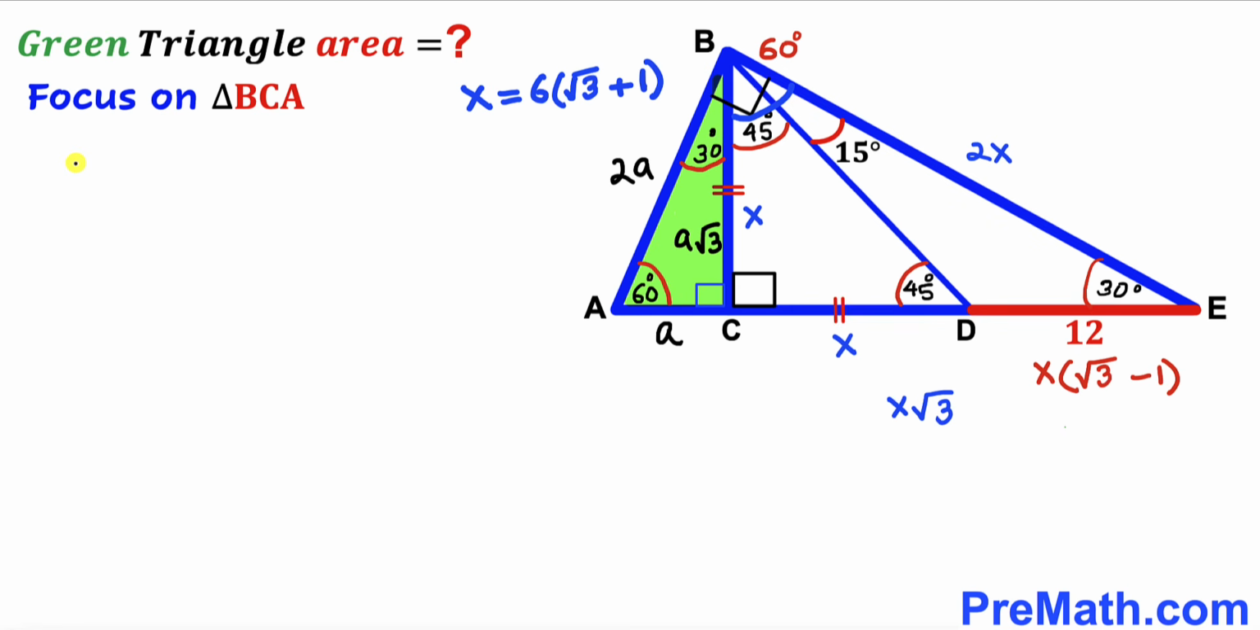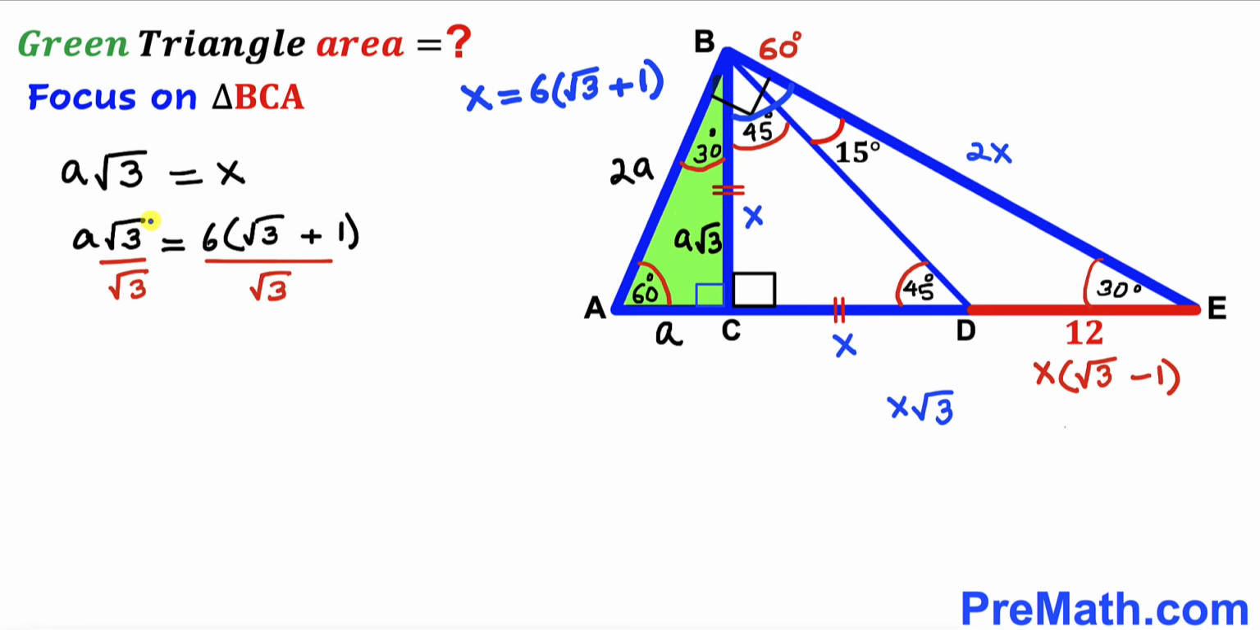So therefore we are going to equate a times the square root of 3 equals x. So therefore I can write a times the square root of 3 is going to be equal to x. And we know our x value is 6 times the square root of 3 plus 1. We are going to substitute that value over here. So therefore we can write a times the square root of 3 is going to be equal to 6 times the square root of 3 plus 1. And now I'm going to divide both sides by the square root of 3 to isolate a. So therefore they are gone.